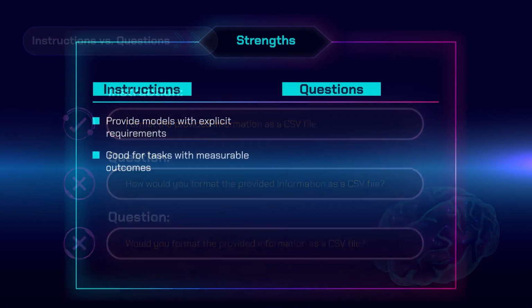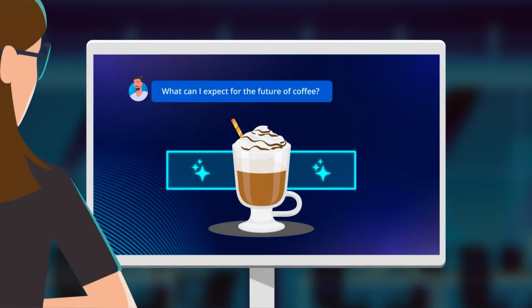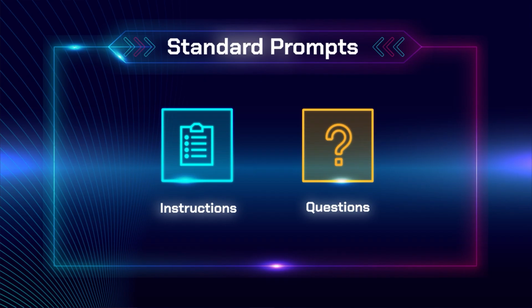The strength of question-based prompts is that the model is free to explore different connections and relationships in a conversational way. Consider the prompt, what can I expect for the future of coffee? This open question allows the model to explore a variety of possibilities. The model might cover the impact of climate change, the rise of coffee alternatives, or the future of coffee shops. User-facing applications such as customer support, documentation bots, and chatbots are good examples of use cases that benefit from question-based prompts. These two strategies form the foundation for more advanced strategies.